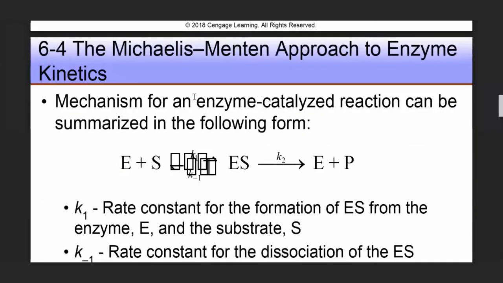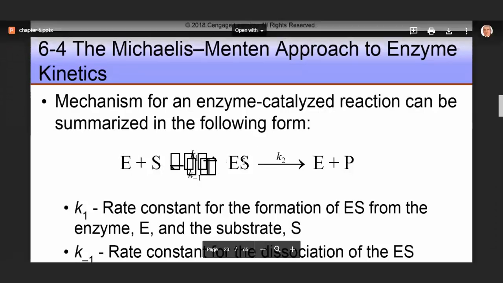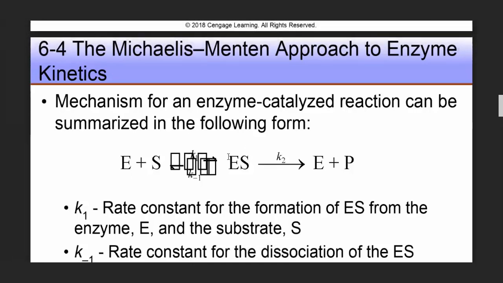The Michaelis-Menten approach to enzyme kinetics. Now, a useful model for the kinetics of enzyme-catalyzed reactions was devised by two scientists, Leonor Michaelis and Maud Menten, in 1913. And it is still the basic model for many enzymes and is widely used, even though it has undergone many modifications. A very simple reaction might be the conversion of a single substrate to a single product.